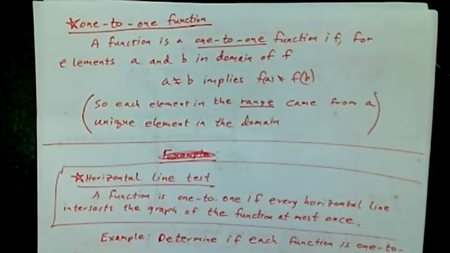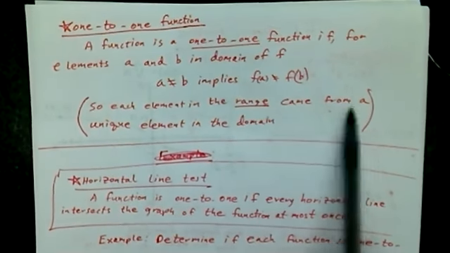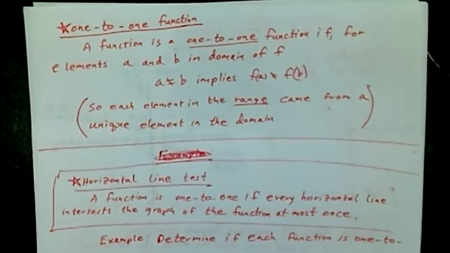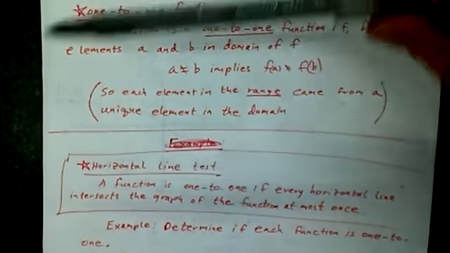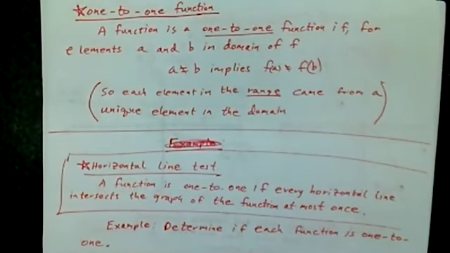All right, let's look over here now. Next thing I want to talk about is a one-to-one function. A function is a one-to-one function if, for elements a and b in the domain of f, a not equal to b implies f of a is not equal to f of b. Okay. So what does that mean in layman's terms? That means that each element in the range came from a unique element in the domain. So remember how we used our vertical line test to check if we had a function. This amounts to using a horizontal line test to see if it's one-to-one. So it's a little more exclusive, you could think of it as.